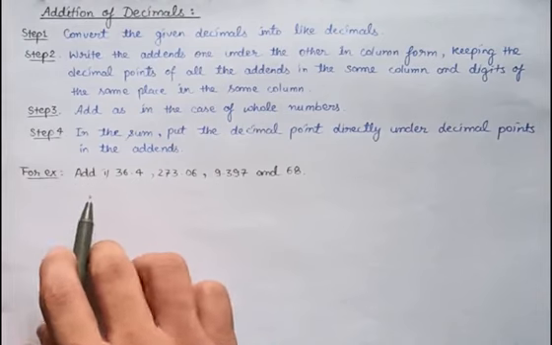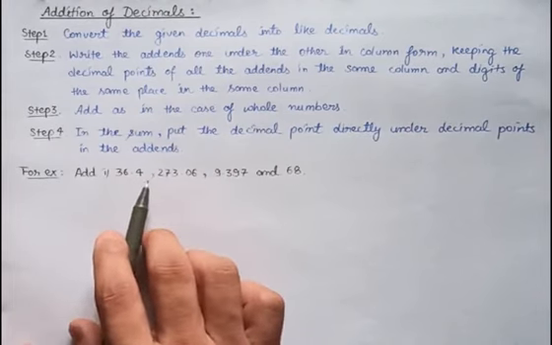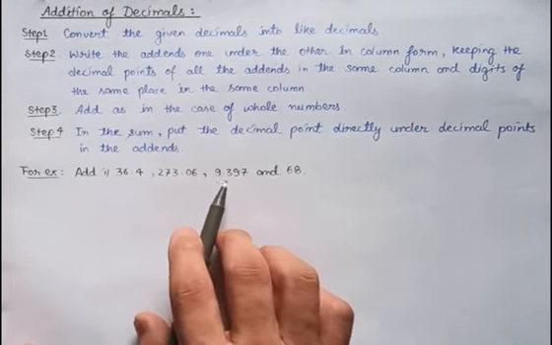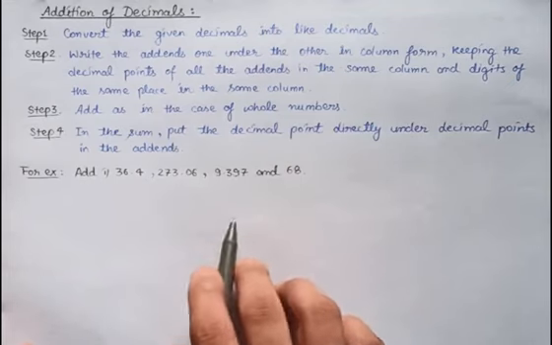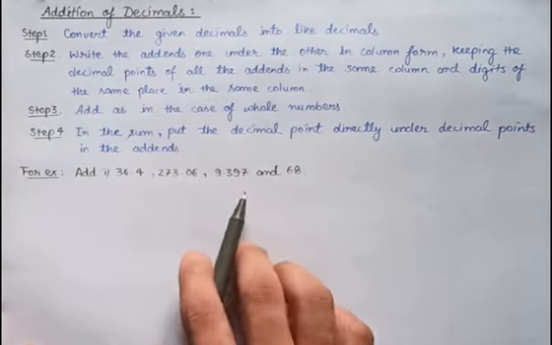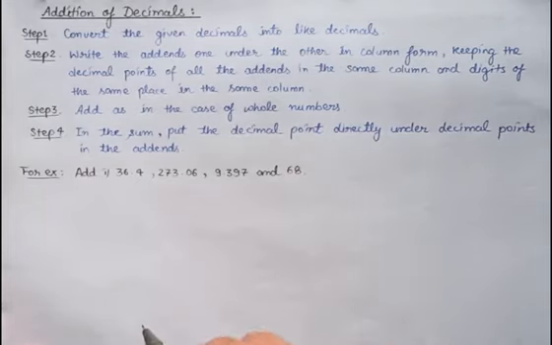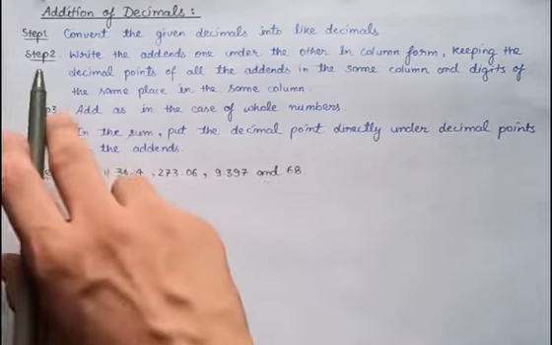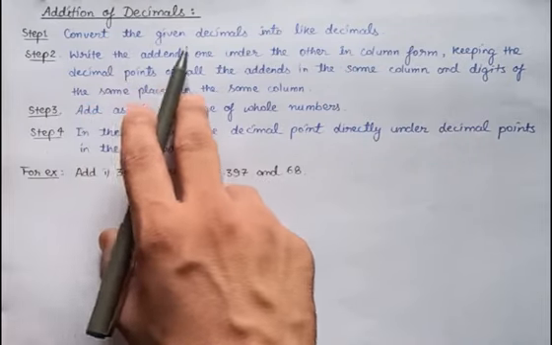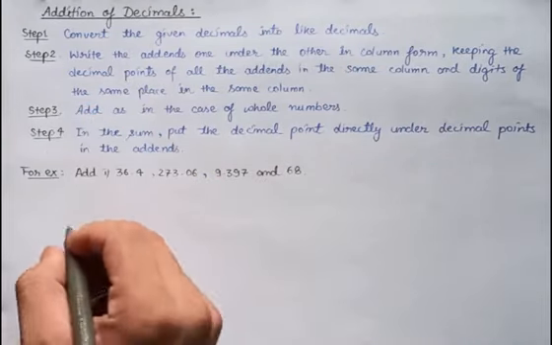So here we have an example: add 36.4, 273.06, 9.397 and 68. So here you can see the given decimals have not the same number of decimal places. That is, the given decimals are not the like decimals. So our first step is to convert the given decimals into like decimals.